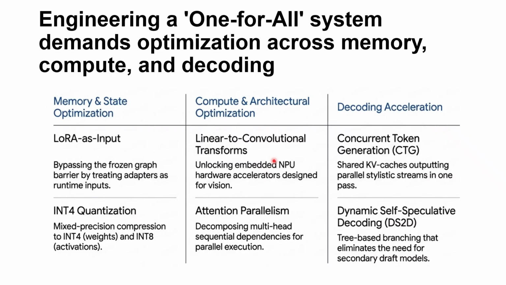And for effective use of the mobile NPUs, we do transformations such as converting linear blocks to convolution blocks, and we also convert multi-head attention into single-head attention. We also use different kinds of decoding strategies, such as concurrent token generation, where we generate multiple synthetic streams of output for a single input. And we also do dynamic self-speculative decoding, where there is no draft model, so there is no extra draft overhead, and it is very suitable for mobile phones.